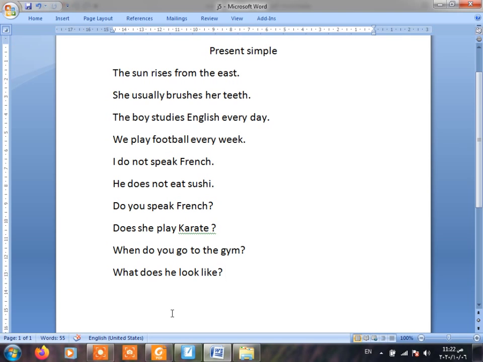We play football every week. This is without any additions because of what? We knew that we add S, ES, IES, okay, according to the subject. If the subject is he or she or it or any singular noun, we add these endings, okay? But if we have we, they or you, or any plural noun, we don't add anything. Like the students play football every week or we play football every week. So this is in the statement.